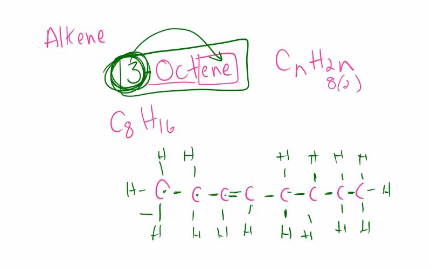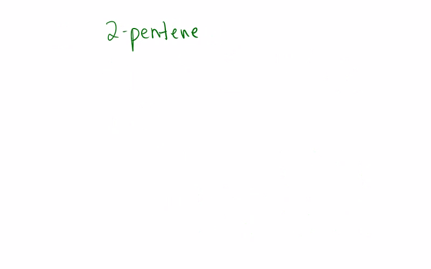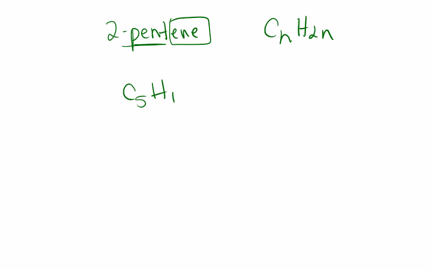Let's practice with another one. Let's go ahead and draw 2-pentene. We know that pent is telling us there are 5 carbons. The ene tells us to use our formula, this one. 5 times 2 is 10.